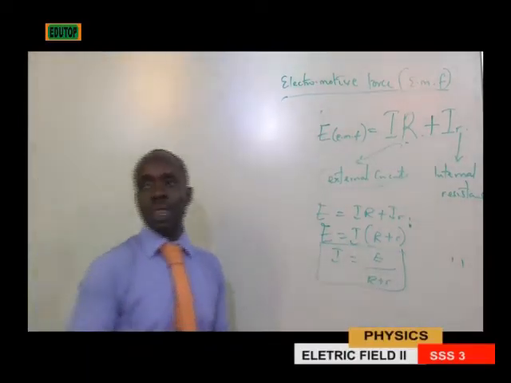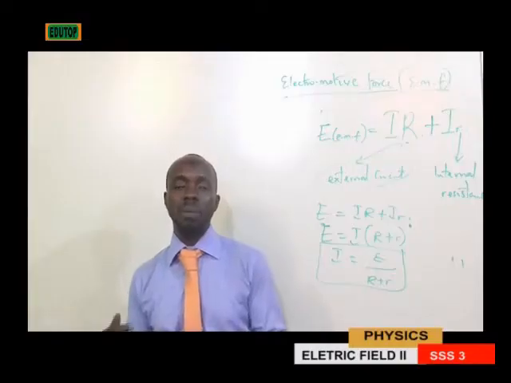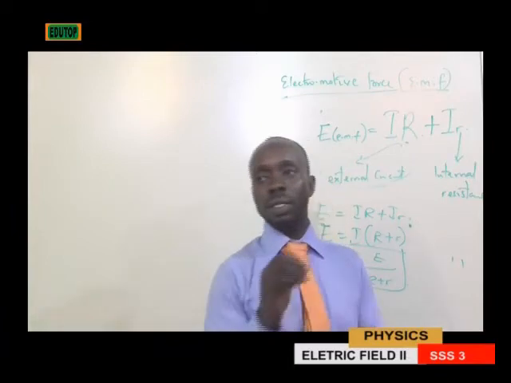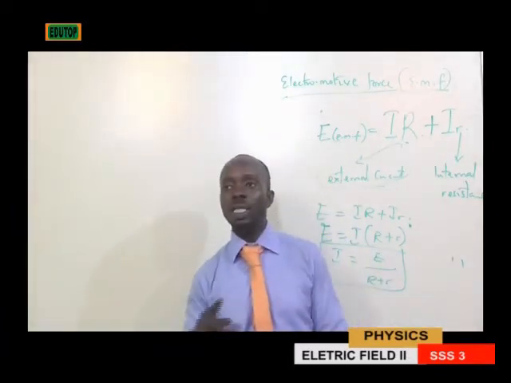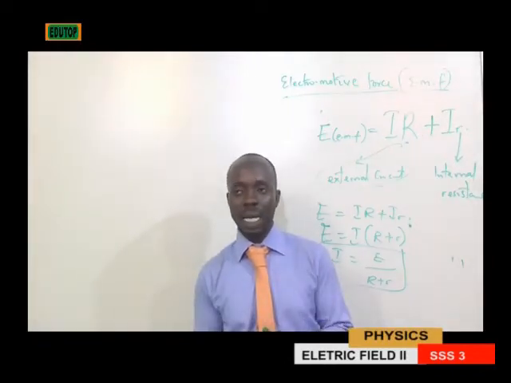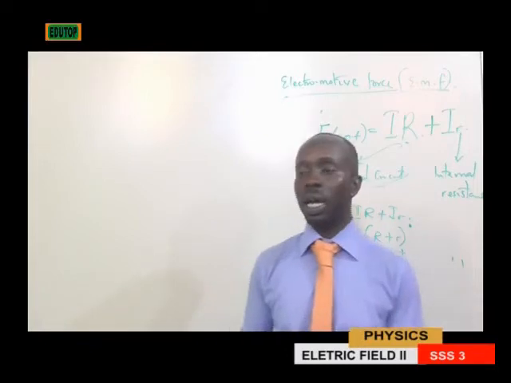So you can see now EMF is the work done in moving a unit of positive charge through the external circuit and inside the cell. Hope you are getting it down. I've just defined what your potential difference is. It is the work done in moving a unit charge from one point to another. So that has settled the differences between EMF and your potential difference.